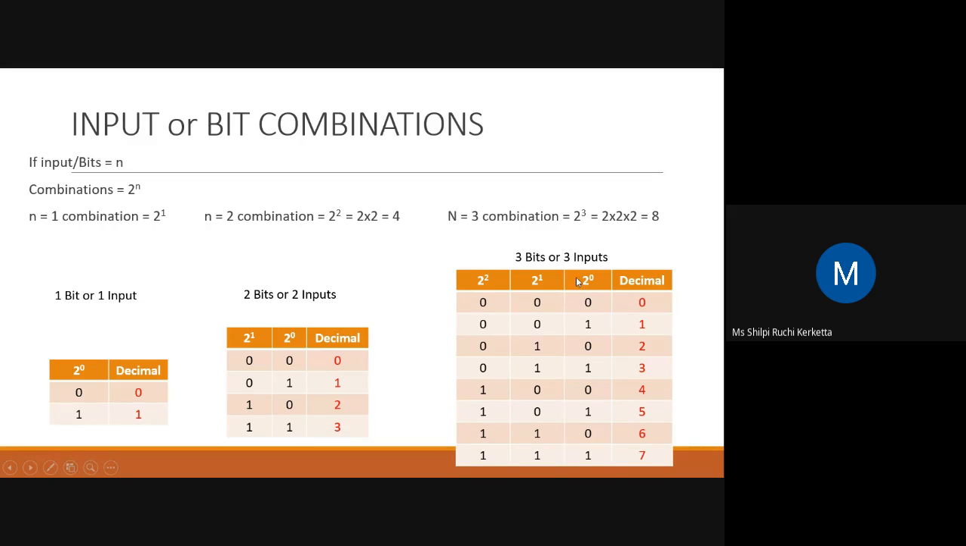We do the same with 3-bit numbers. I will just give you an example. We multiply 1 by 2 to the power 0, so we get 1. We multiply the next 1 by 2 to the power 1, and we get 2. And we multiply the last 1 by 2 to the power 2, so we get 4. So this last number will be 4 plus 2 plus 1, and we get 7 over here.